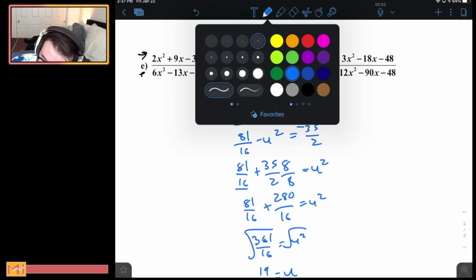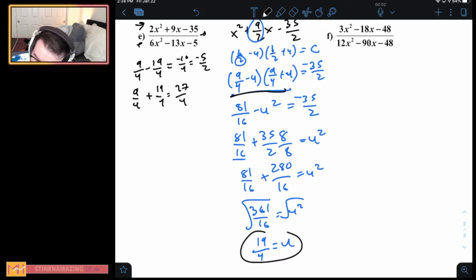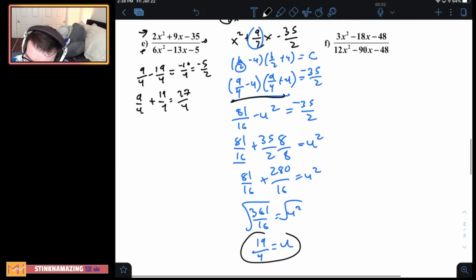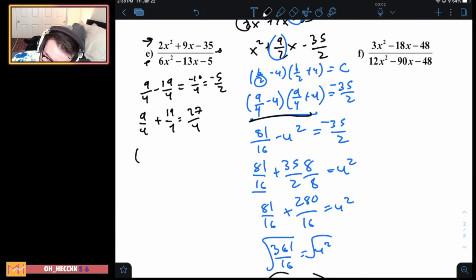Now, what's the significance of that? I plug those numbers into these. So 9/4 minus 19/4 equals negative 10/4, which, divide each by 2, we end up with negative 5 halves, and then 9/4 plus u, so we end up with 27/4. That looks kind of gross, right? We end up with x minus 5 halves, and then x plus 27/4.